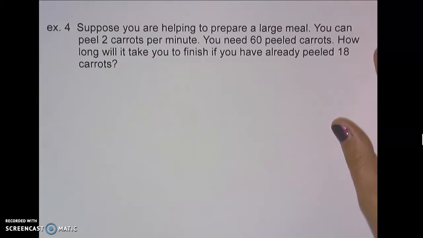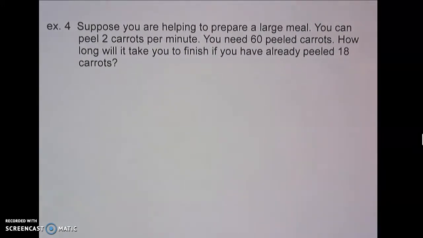So we're going to look at one word problem here. Suppose you're helping to prepare a large meal. You can peel 2 carrots per minute. You need 60 peeled carrots. How long will it take you to finish if you have already peeled 18 carrots?